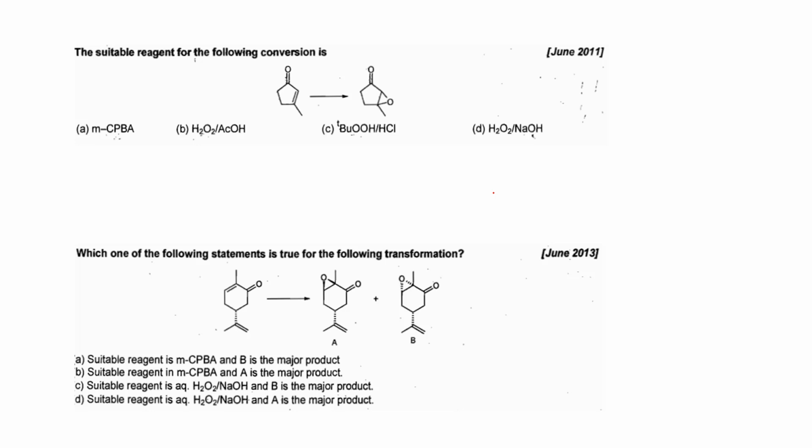So the next question they have asked: what will be the suitable reagent for the following conversion? They have given this alpha beta unsaturated compound that undergoes epoxidation. Whenever there is this alpha beta unsaturated double bond, there will be H2O2, and so these two are already cut. Just to confuse you in the examination, they have given H2O2 NaOH and H2O2 acetic acid.